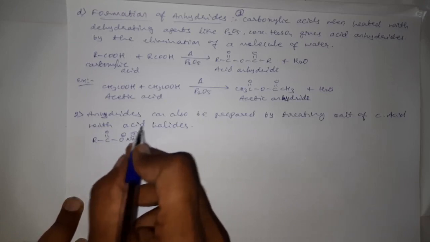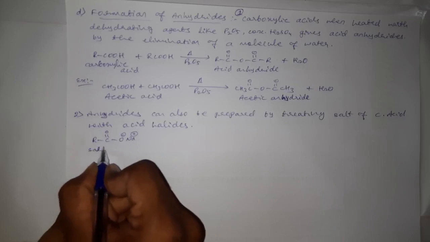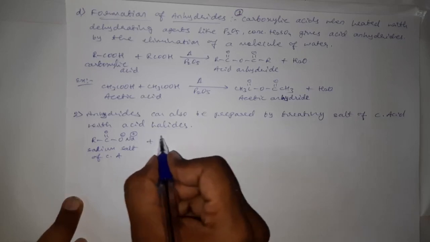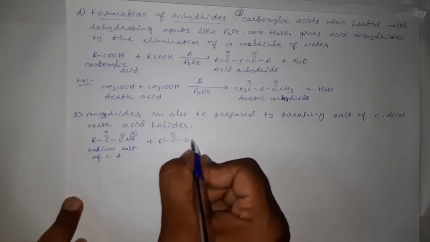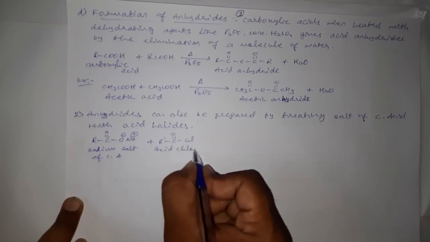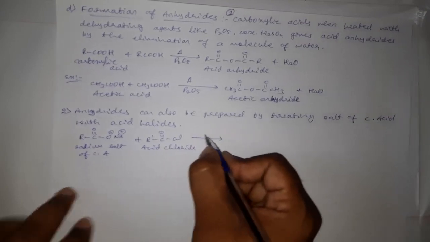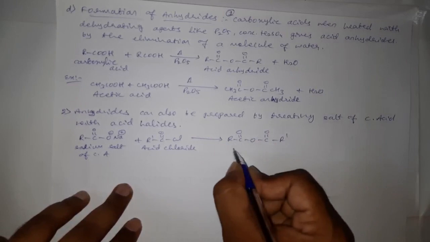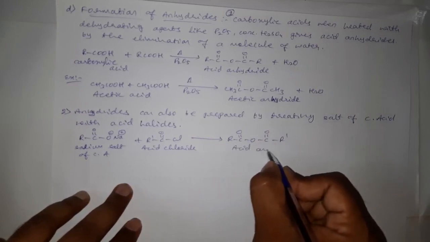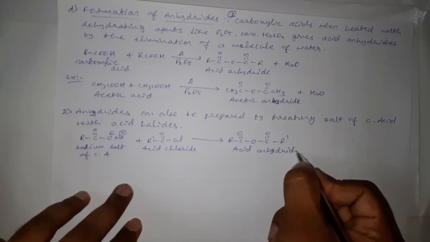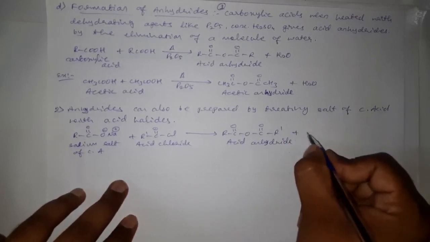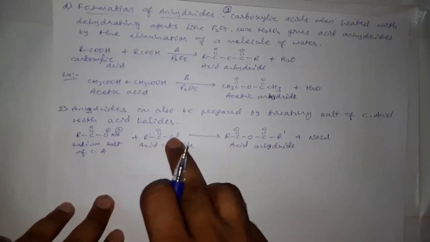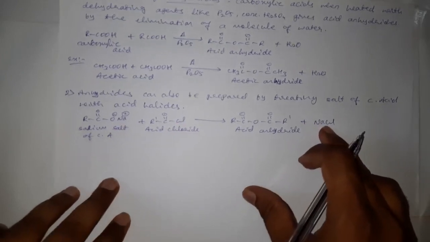Na plus. It is a sodium salt of carboxylic acid. When it is treated with acid chloride, here we will get R C double bond O O C double bond O R dash. This is acid anhydride, along with the formation of sodium chloride. Here this sodium from the salt will now combine with the halide and form sodium chloride.